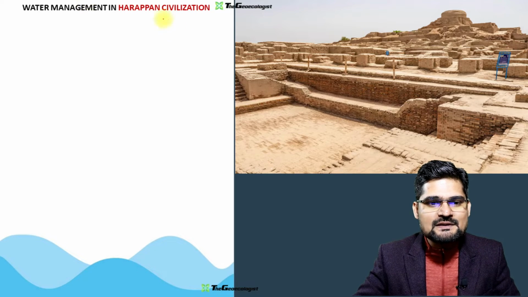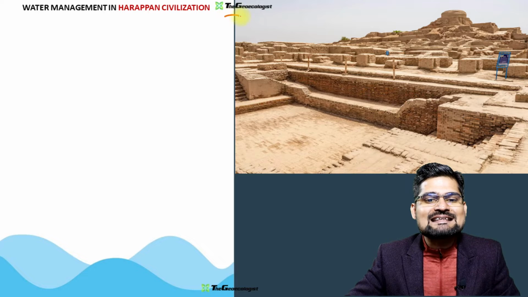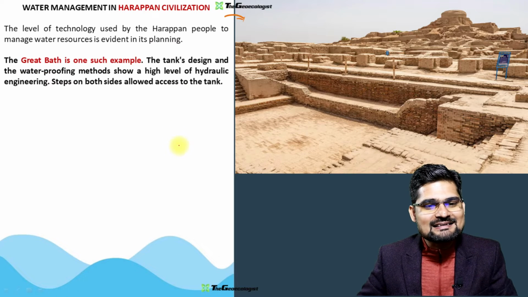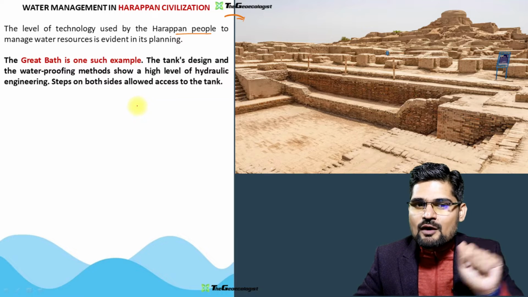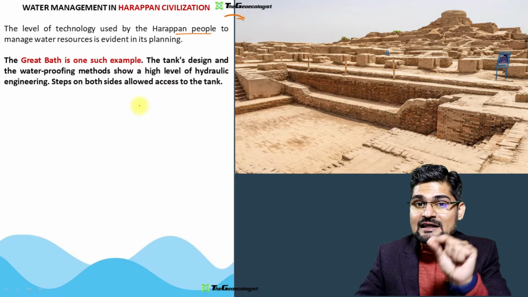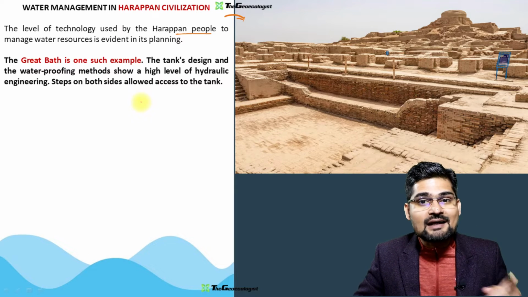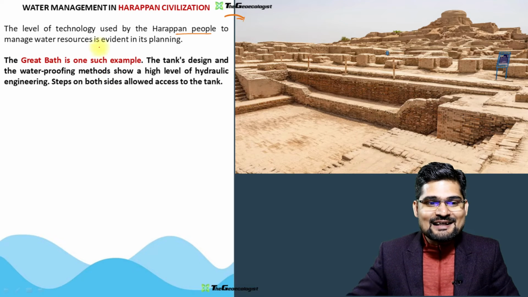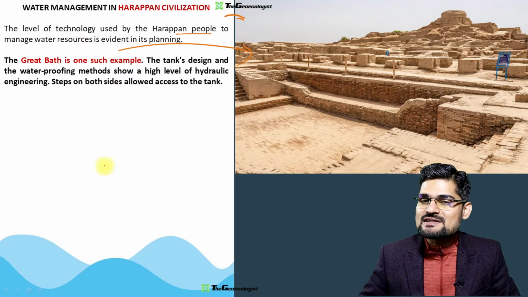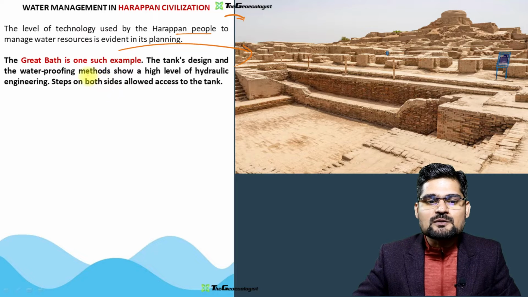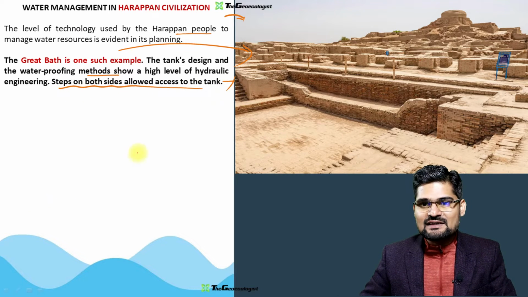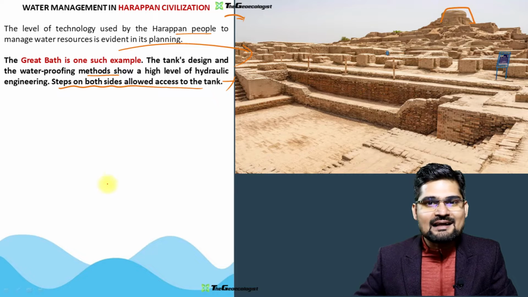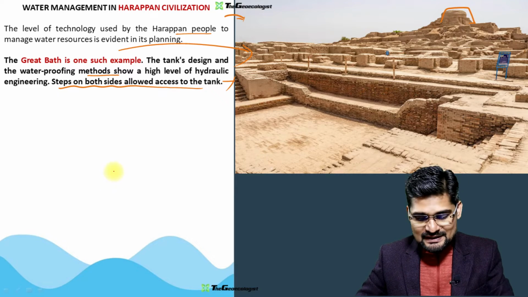So if you see Harappan civilization, and I'm sure you must have seen these images, the Great Bath, isn't it? So levels of technology used by Harappan people in terms of water management is evident in their planning that we have unearthed, archaeological surveys, right? So Great Bath is one such example. Tank design, waterproofing methods, steps on both sides. So you observe these kind of things, and you have a citadel, right? The granary at the top. So these things are there.